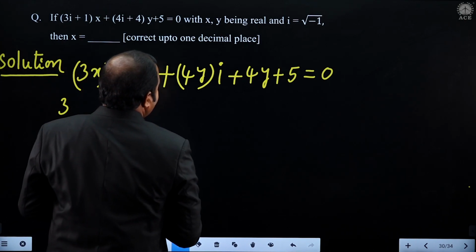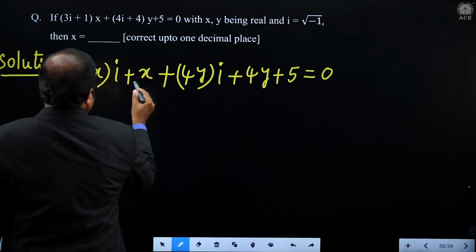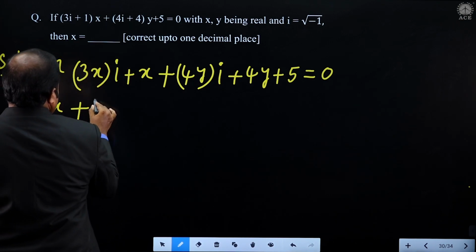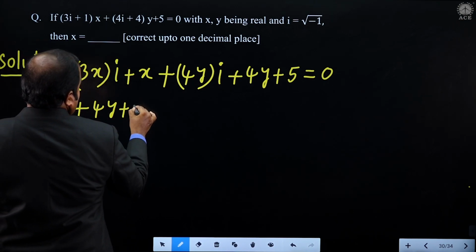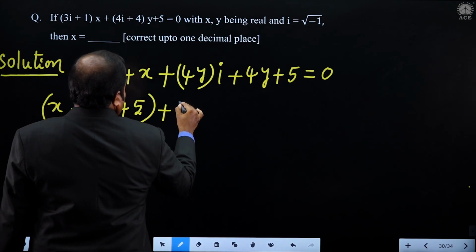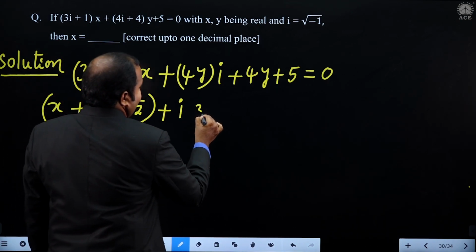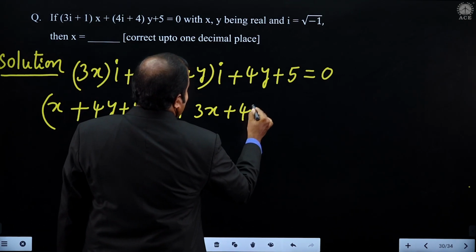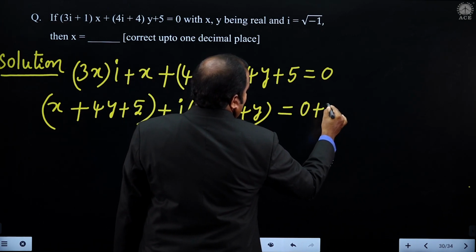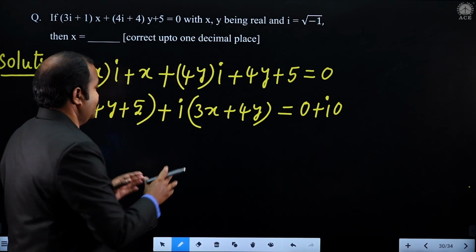So here the real part is x plus 4y plus 5, plus i times the imaginary part, which is 3x plus 4y, equal to 0, meaning 0 plus i times 0. So comparing real and imaginary parts, very clear.